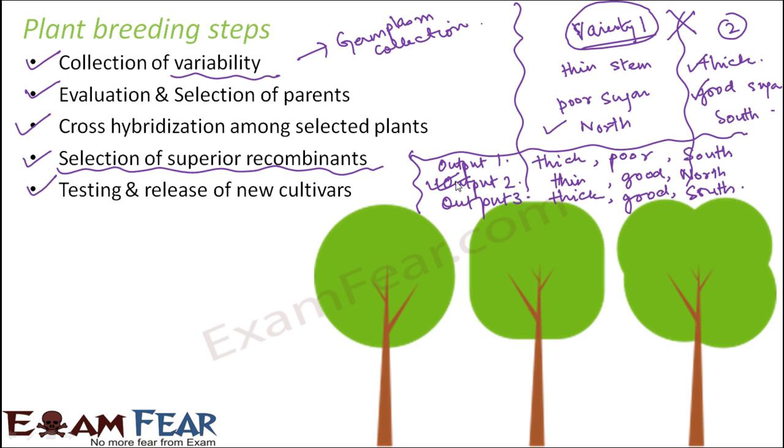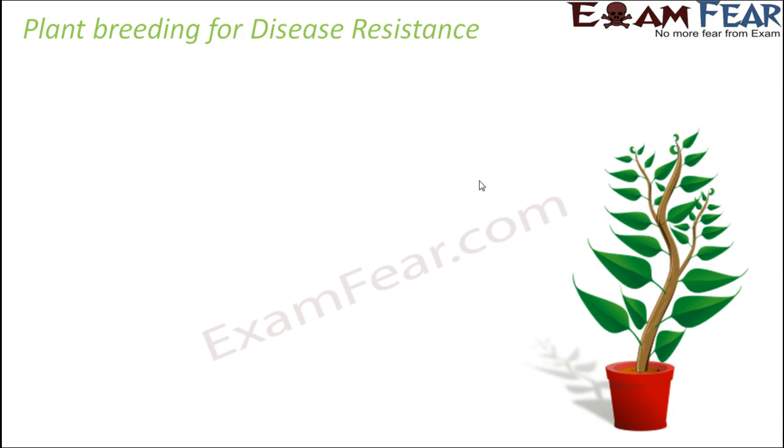So this output 2 will be tested for its quality. It will be tested to check if it is disease resistant or not. So it will be tested for a few growing seasons. Now, if it is found to be suitable, then it will be commercialized. So this phase is known as testing and release. So here it will be tested that, okay, if this is the final new variety which is obtained, let this be tested. Let's see if it is disease resistant or not, or if it is able to survive well under that specific climatic conditions or not. So based on that, finally the new cultivars are released or commercialized. So this is how plant breeding takes place.